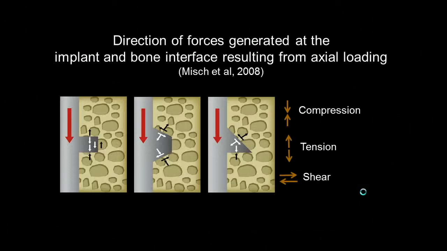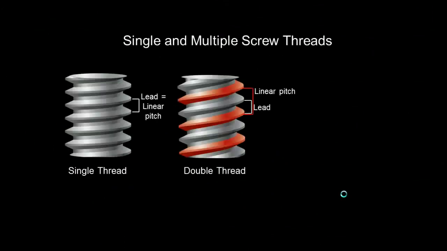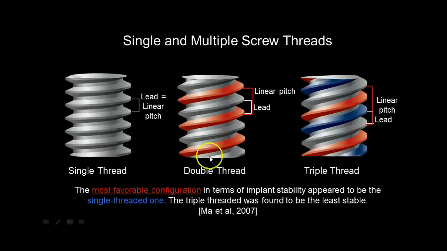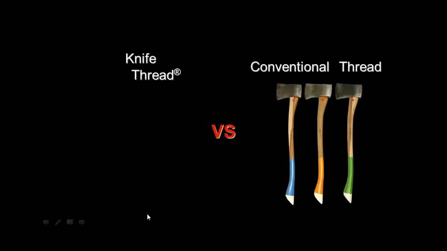Okay, now this is referencing Dr. Misch's book. Compression type of forces are the most favorable. Tension results in weaker bone, and shear forces are the least beneficial relative to the bone. Now, your single thread, double thread, and triple threads were basically the least favorable. The one that got the best results really was your standard V thread.